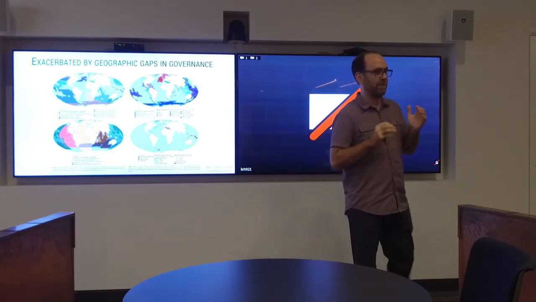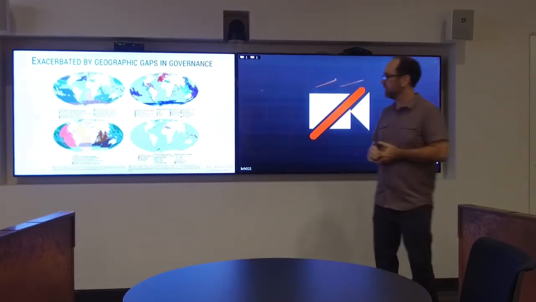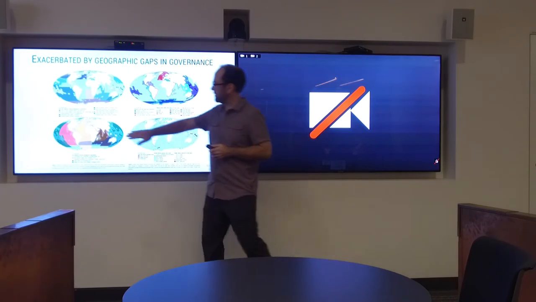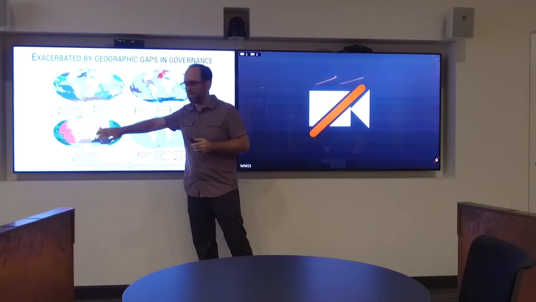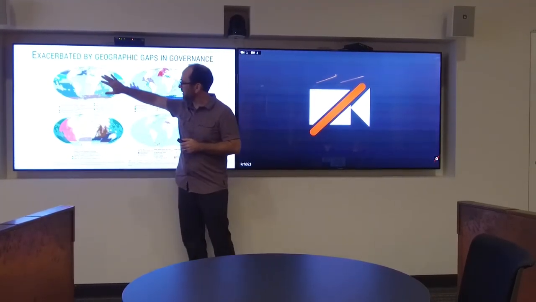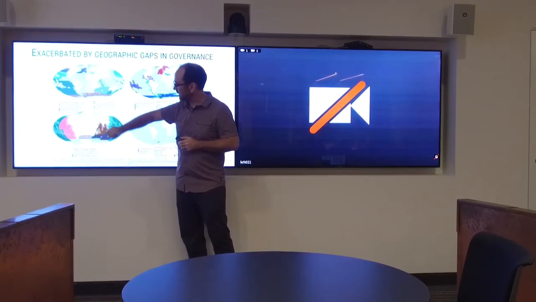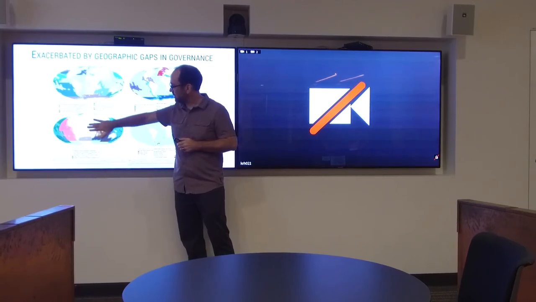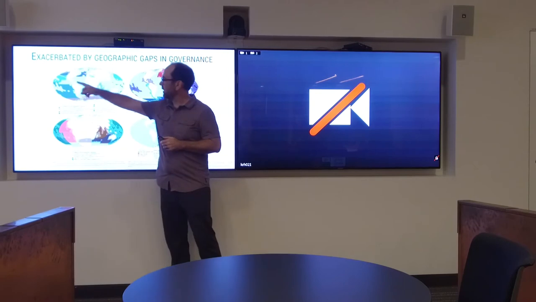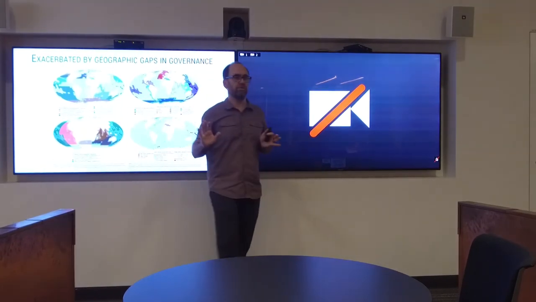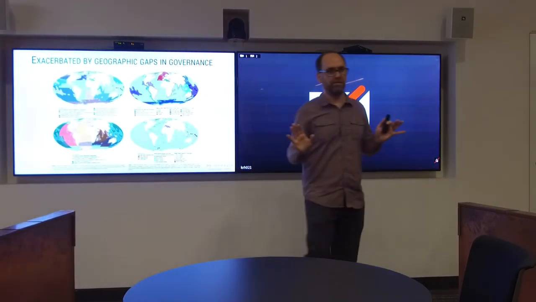And these can be geographic gaps in governance. So in this case, we have regional fishery management organizations, obviously managing fisheries. This is on the seafloor. This is benthic and small pelagic fisheries, and this is for pelagic fisheries, largely tuna types of fisheries. The light blue here are areas that have no governance structure whatsoever. Nobody's governing fishing in those areas, right?